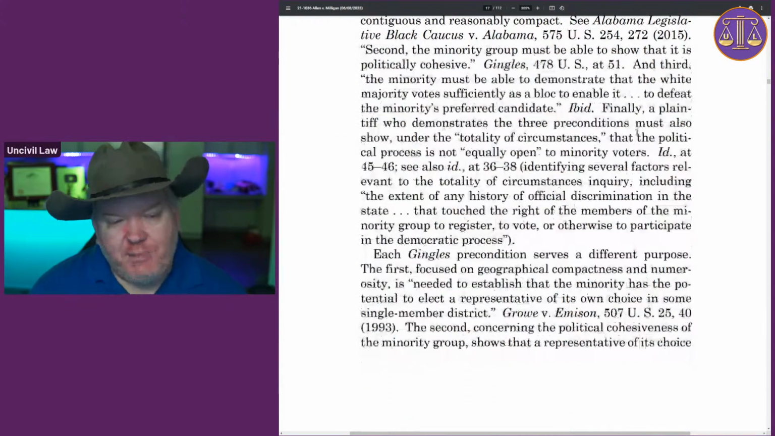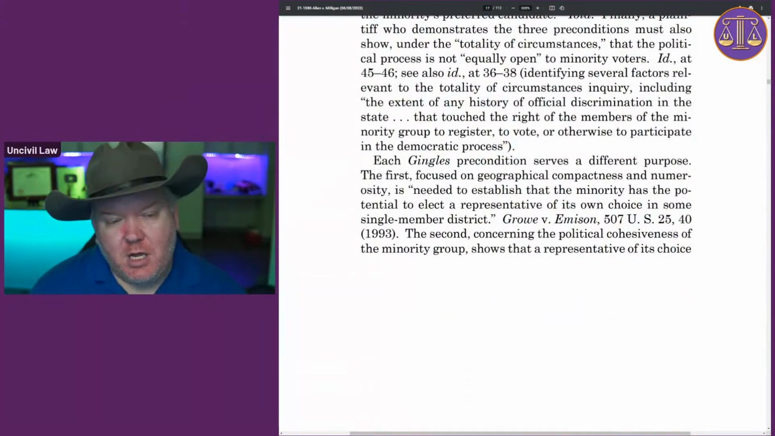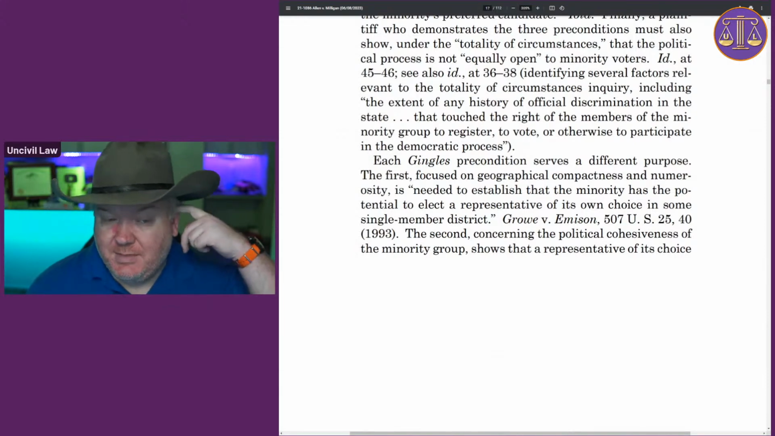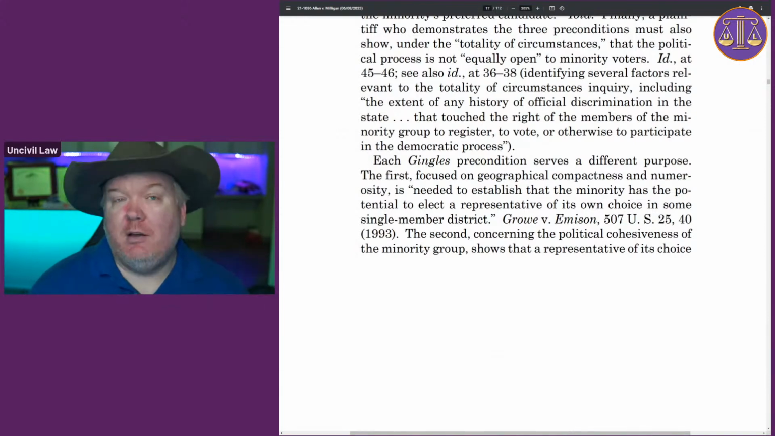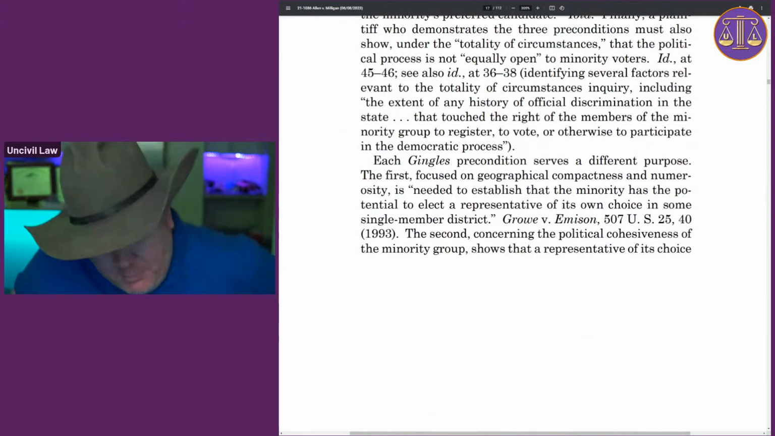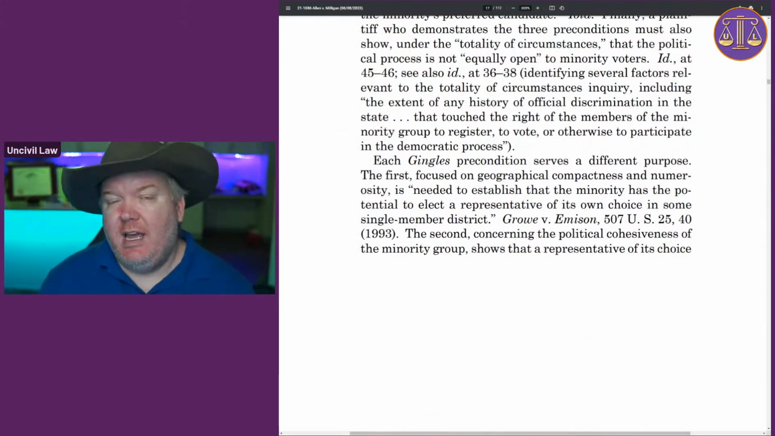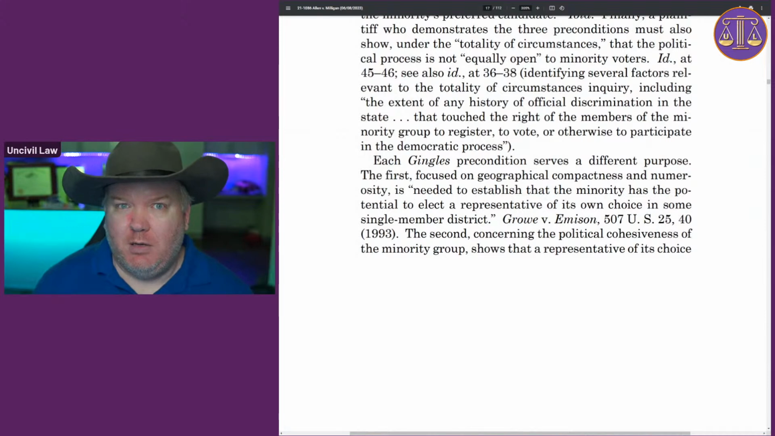Each of these preconditions serves a different purpose. The first, focused on geographic compactness and numerosity, is needed to establish the minority has a potential to elect a representative of its own choice in some single member district. So step 1, they need to exist within the state in such a way that it is at least theoretically possible to draw lines to include them, because otherwise this whole discussion is pointless.